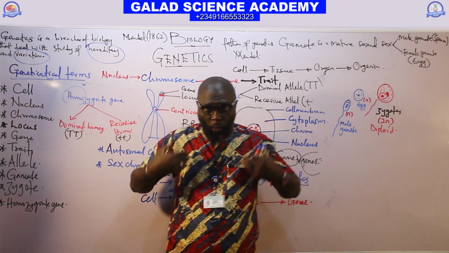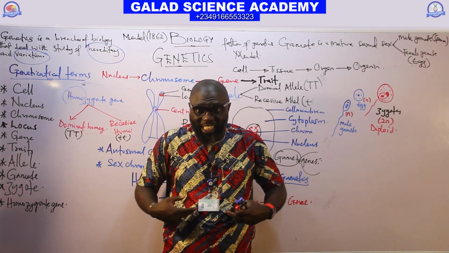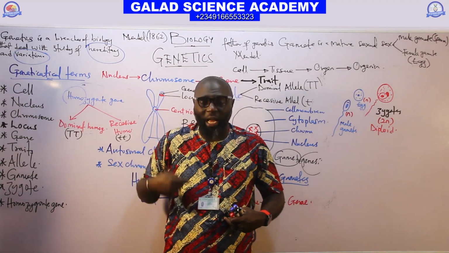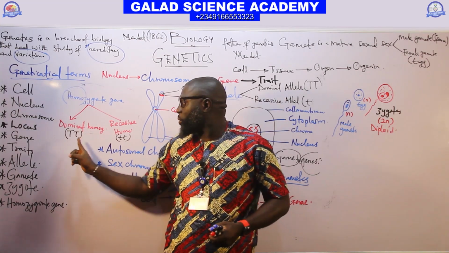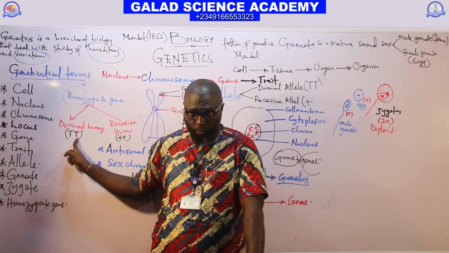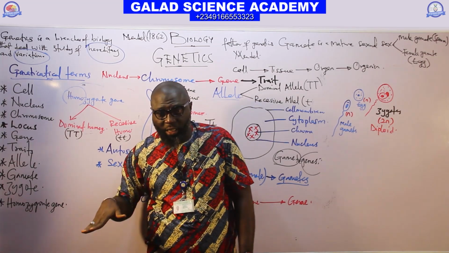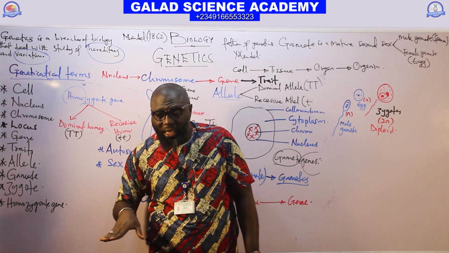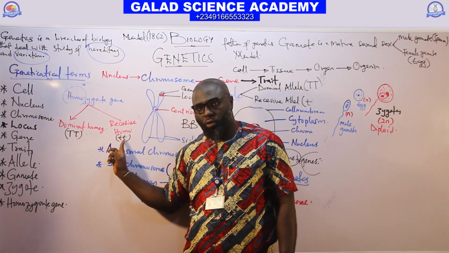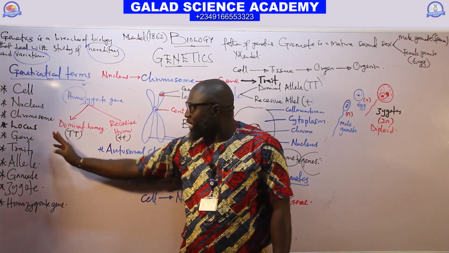As I am now, I'm tall. So assume that the gene responsible for my tallness is homozygous. It simply means I'm having capital letter T, capital letter T. It's a pure tall. That is homozygous. But if someone is short, and is pure, we call it recessive homozygous.